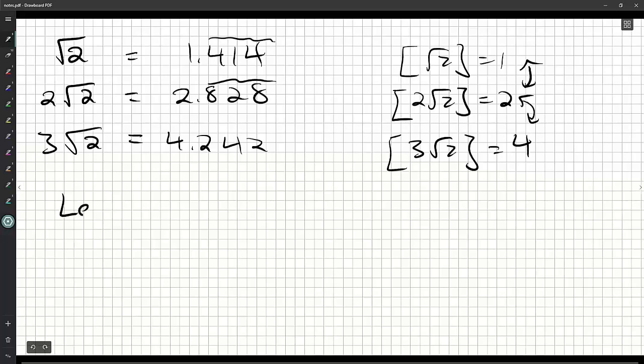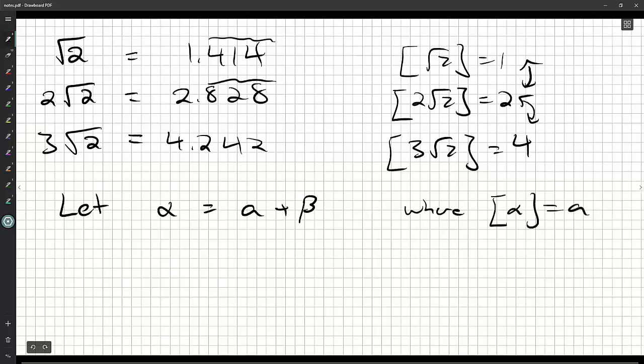Let's say something like, let alpha equal a plus, what's a good other letter? I don't know, beta. Let alpha equal a plus beta, where a is sort of what's left over, and then therefore beta is going to be irrational. And more importantly, beta is bigger than 0, less than 1.